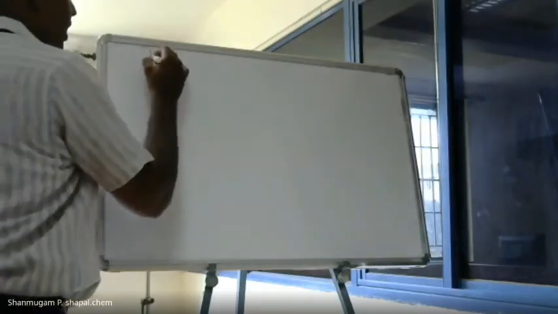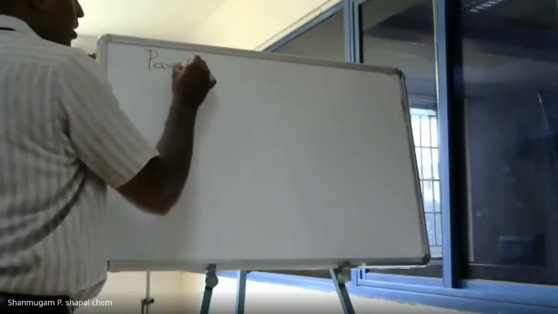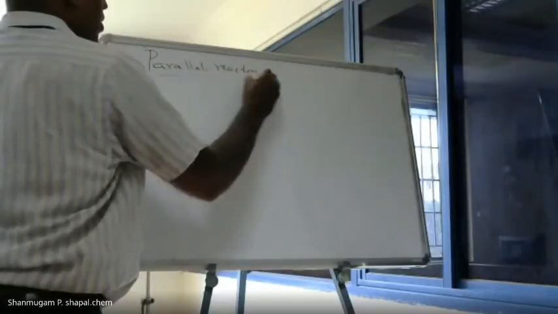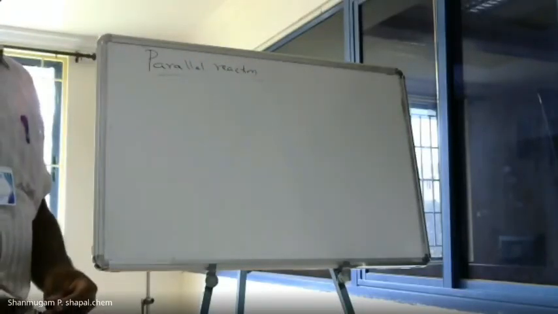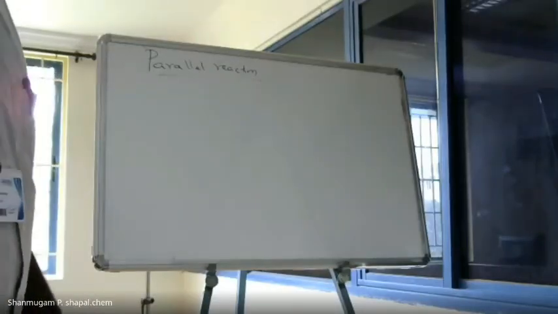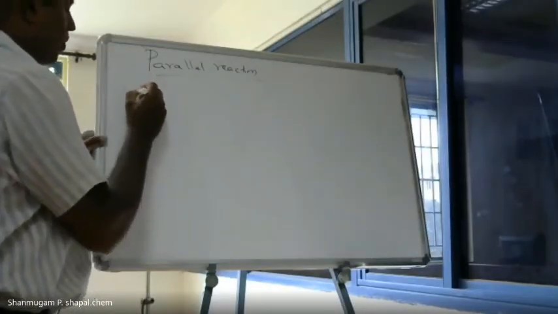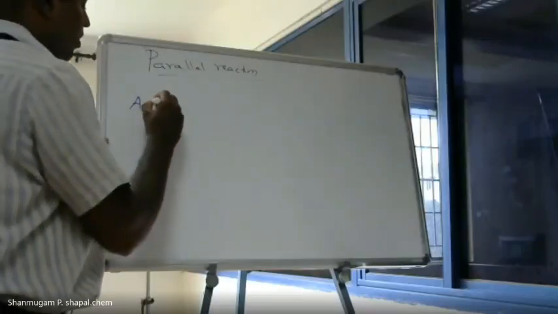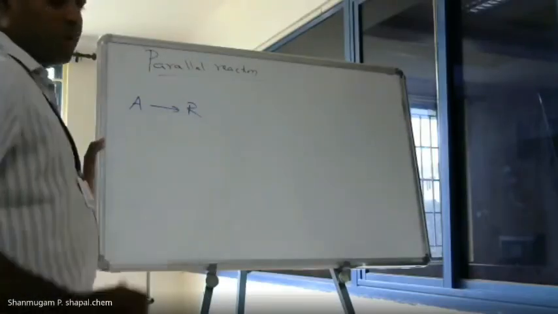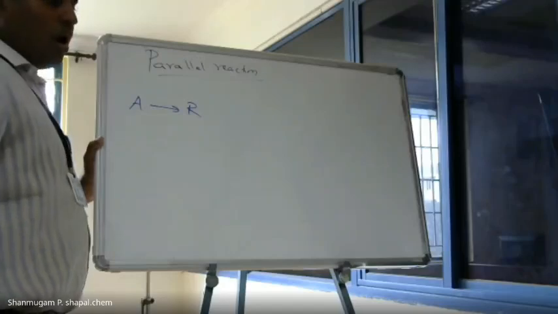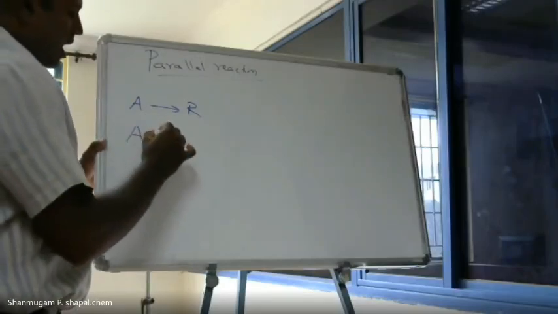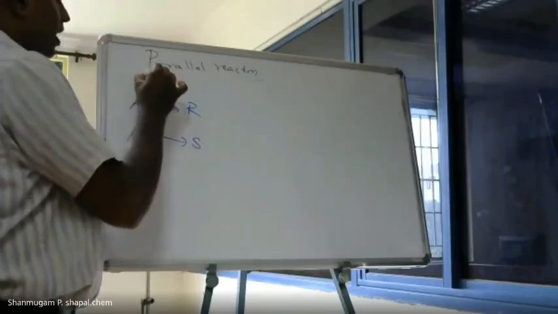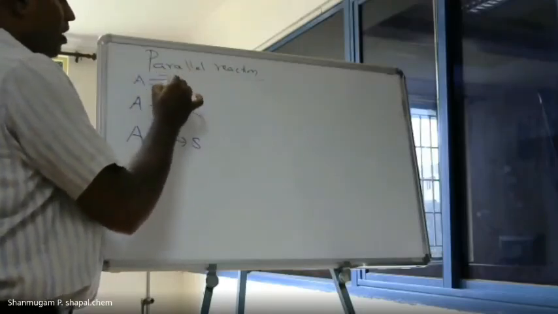So we start with the parallel reaction. The parallel reactions, it is nothing but, if you take the example of A as the feed and the reactant, and this gives a product, for example R, and similarly A gives S. So this we can also say like this, for example R and S.